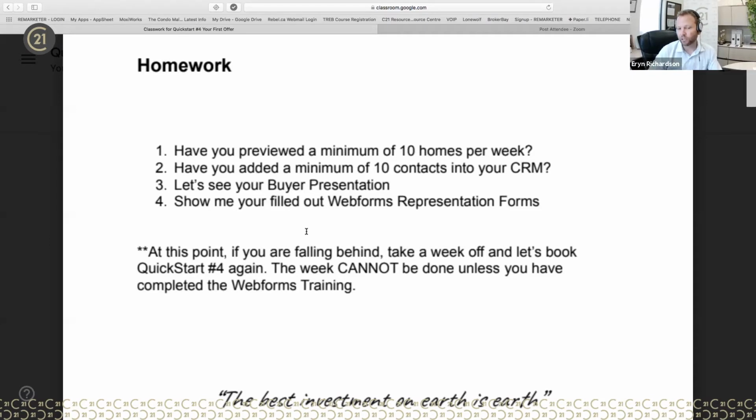So we can just have a look and maybe even put it on file so we can see your progression over the next few years. But if you don't have a buyer presentation, you're not up and going, right? If a buyer came to you today and said, I'm looking to buy a house, and you start showing them houses, that process is going to go very poorly for you and your buyer, and you're not going to get any referrals.